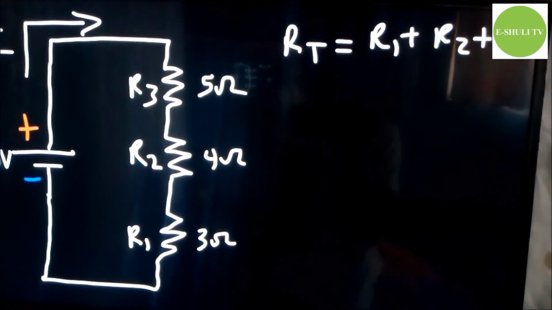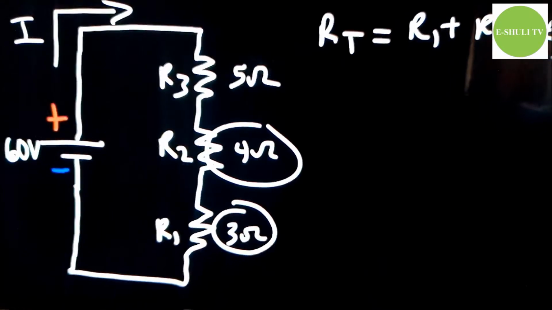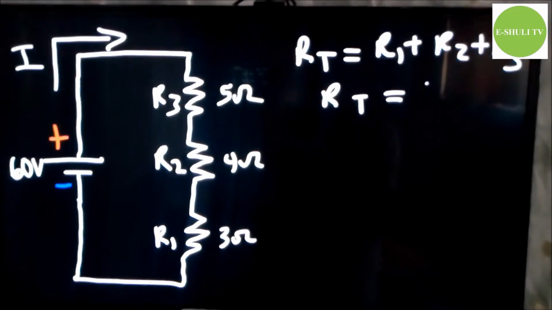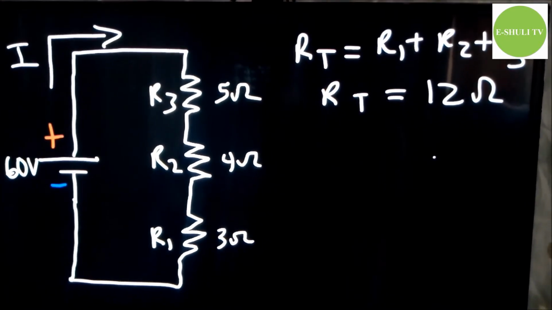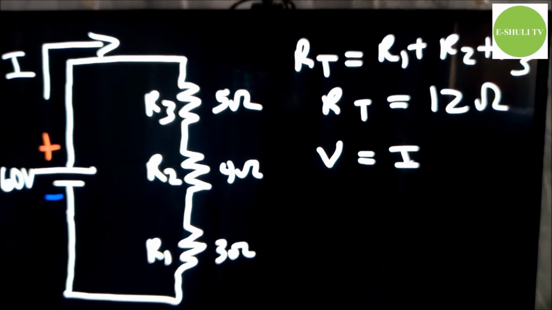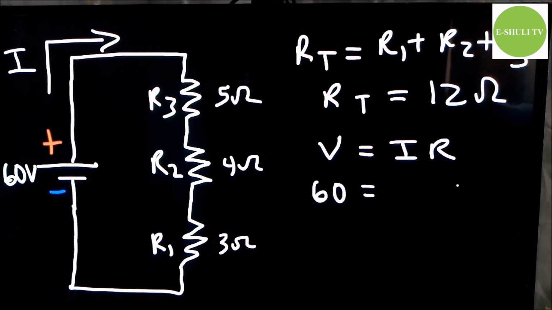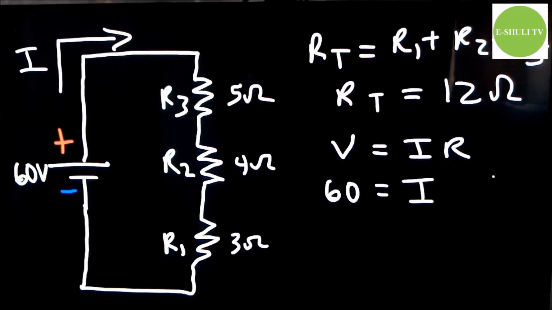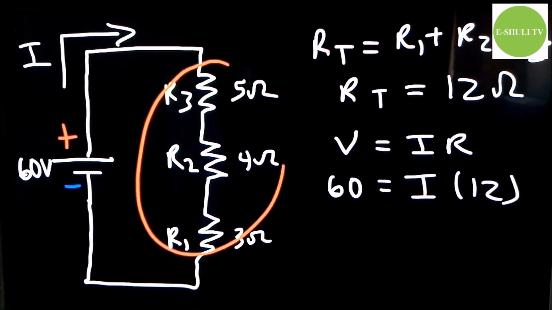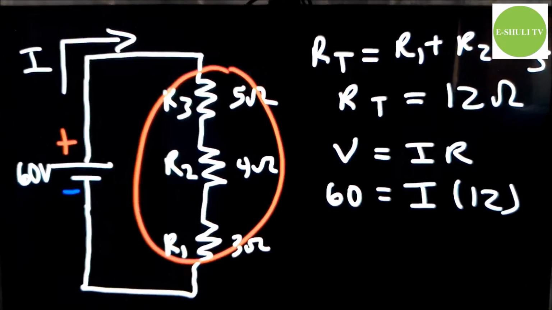We know, if you remember, resistor in a series, we have to make a sum. So total resistor will be equal to first resistor plus second plus third. So if you take 4 plus 3 plus 5 will be equal to 12 ohms. So voltage, as we saw above, is current times resistor, which is equal to 60 volts will be equal to current times 12 resistor. You see, this 12 is the sum of these 3 resistance.